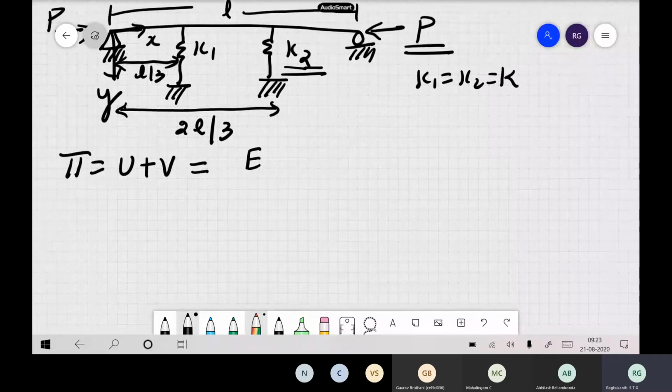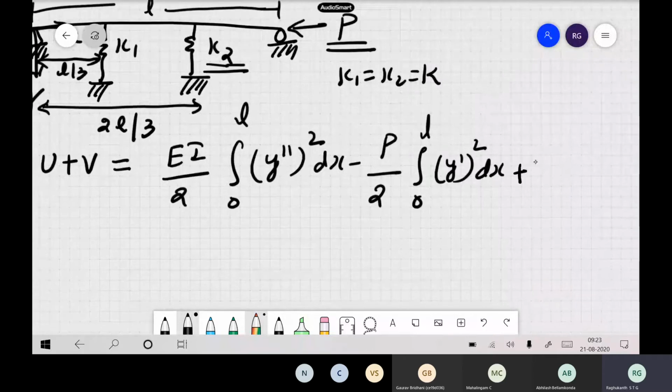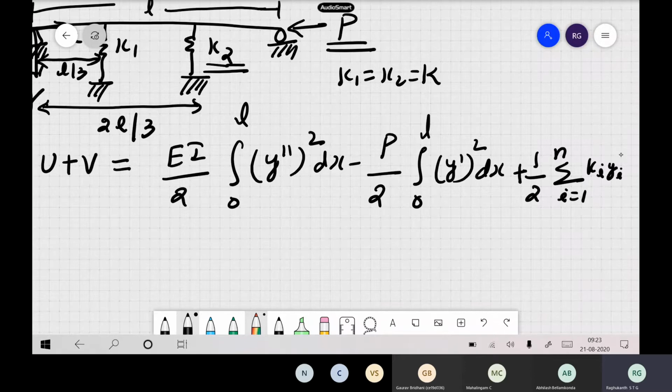So just straightforward. EI by 2, integral 0 to L of y double dash whole square dx, minus of course the work done by the load, 0 to L of y dash square dx, plus only thing is here you have springs. So you write half summation i is equal to 1 to n, where n is the number of springs. In this problem n is equal to 2. This is the energy from the springs. Now we have to solve this problem.